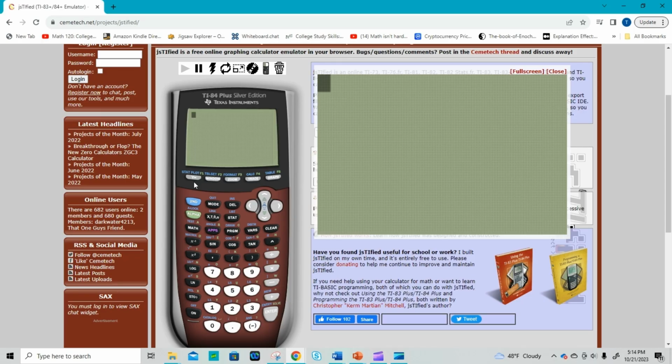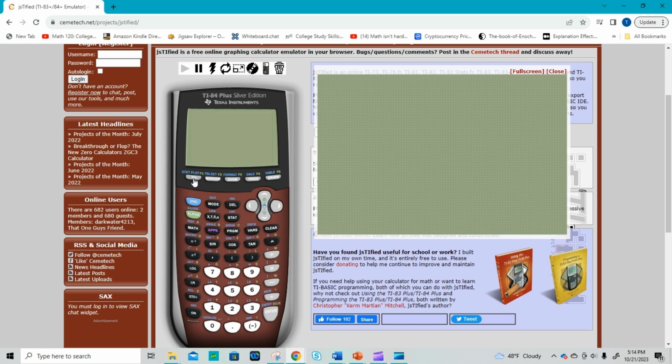Okay, so I am using the Chematech calculator emulator. It is a TI-84 Plus Silver Edition. So the screen does not have color, but that's okay. It has all the same functions as some of the other newer calculators. It is free to use for anyone. I will put the link in the description box. So if you are at home, if you've forgotten your graphing calculator, if you don't have one yet, this is a great one to use and practice.